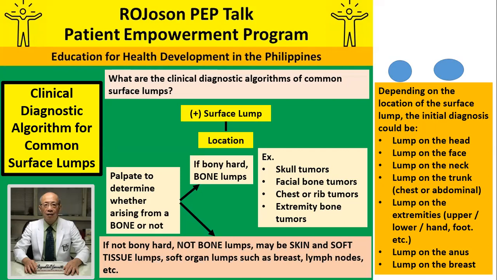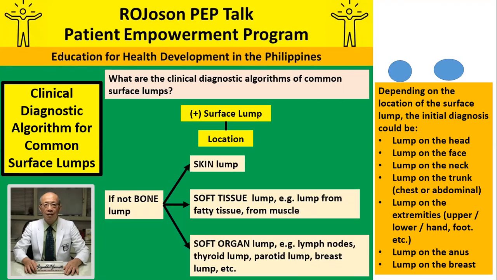Tumor sa buto yun. So depende kung nasaan, is it on the skull, the face, or the chest. Now, if it's not bony hard, hindi man kasing tigas ng buto, most likely it is skin, either skin or soft tissue, soft organ lumps such as the breast, lymph nodes, etc. So example, yung breast, we don't call that a bone, di ba? Usually wala kang makakapa doon unless may nakakapa kang bukol doon sa ribs. Iba yun. So, if not a bone lump, it could either be a skin lump, soft tissue, or soft organ lump. Okay, tatlo yun. Example of soft organ lump would be the thyroid lump, parotid lump, breast lump, or lymph nodes.